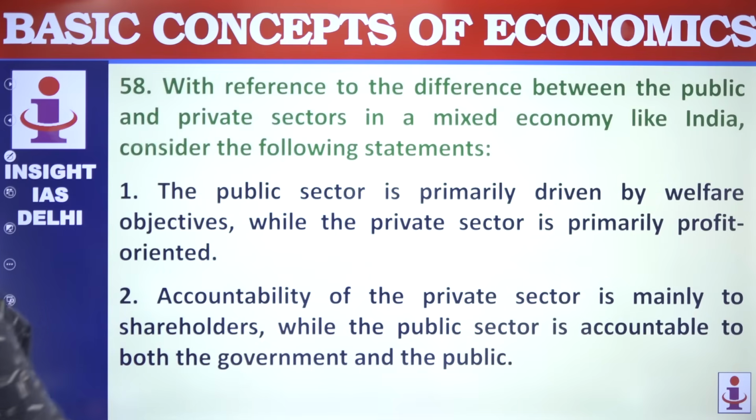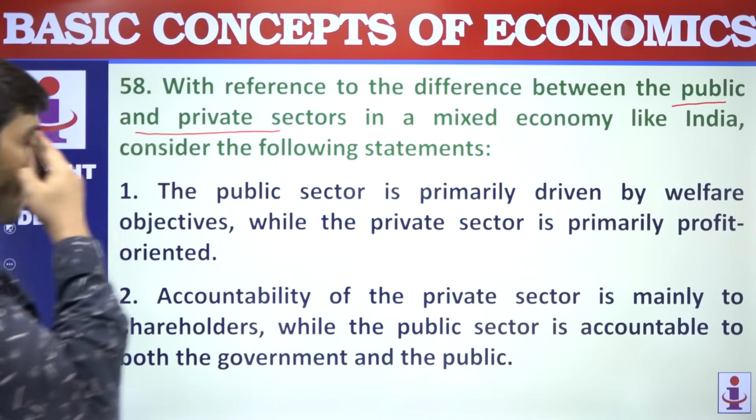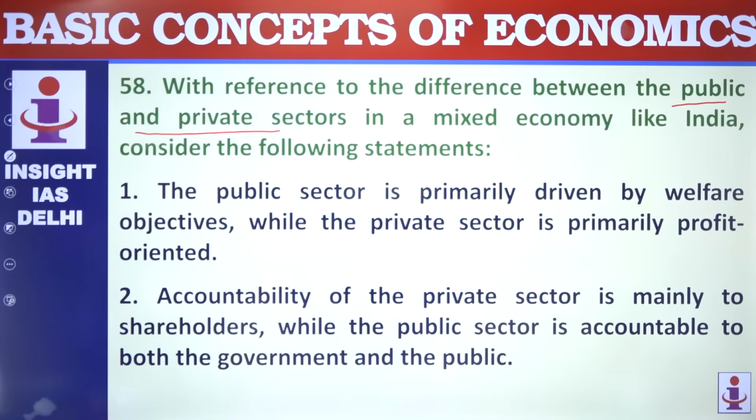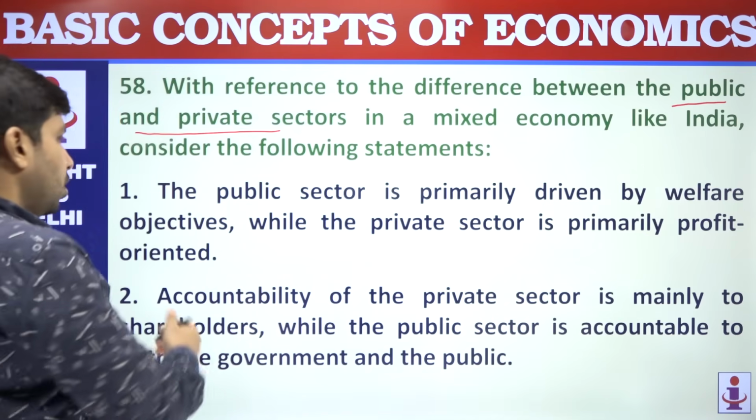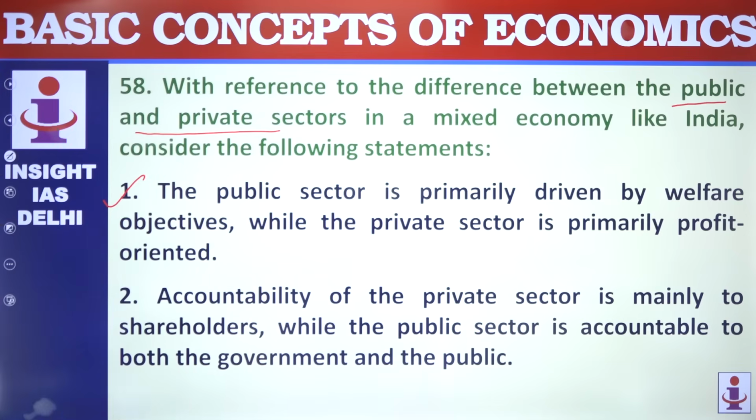Public and private sector. Difference between public and private sector. The public sector is primarily driven by welfare objectives, while the private sector is primarily profit oriented. Accountability of the private sector is mainly to shareholders, while the public sector is accountable to both the government and the public.